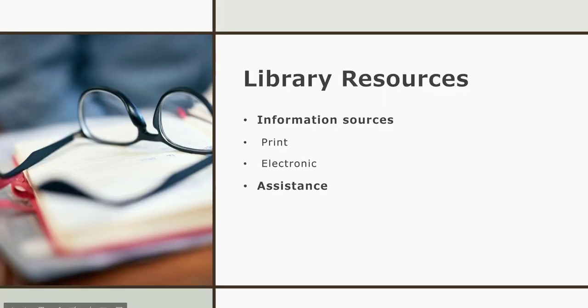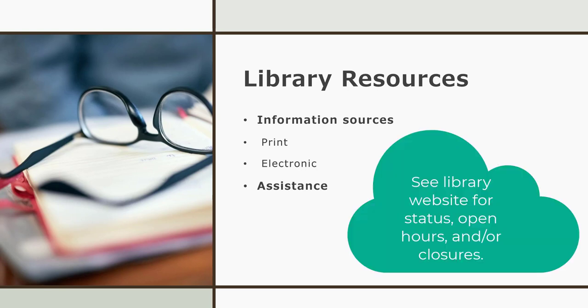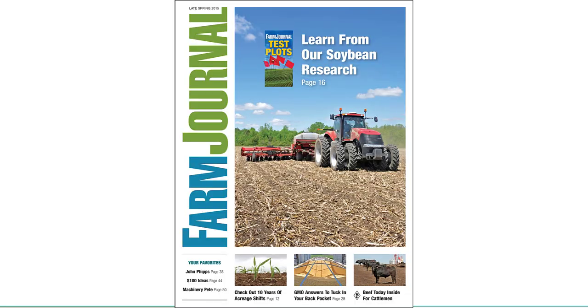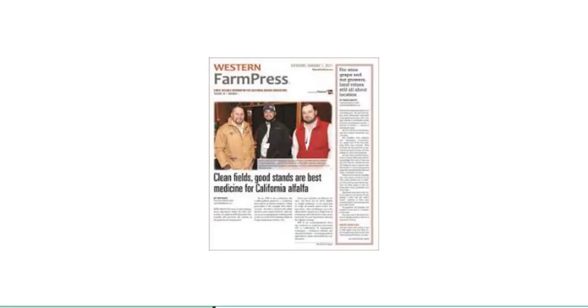The library offers print and electronic information sources. This video will focus on electronic resources, although we welcome you to come and browse our print periodicals for agriculture when the college and library is open. Some of our agricultural and plant-related titles in print include Farm Journal, Successful Farming, and Western Farm Press.